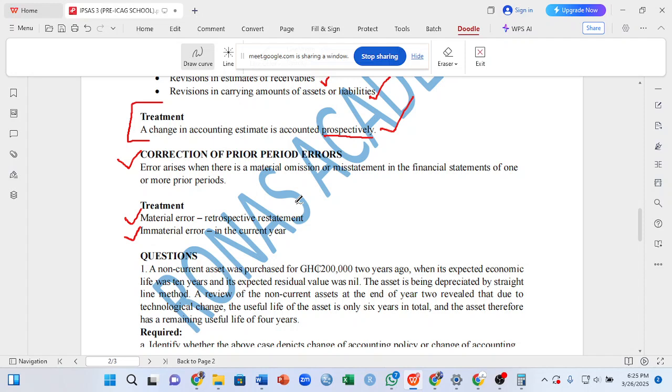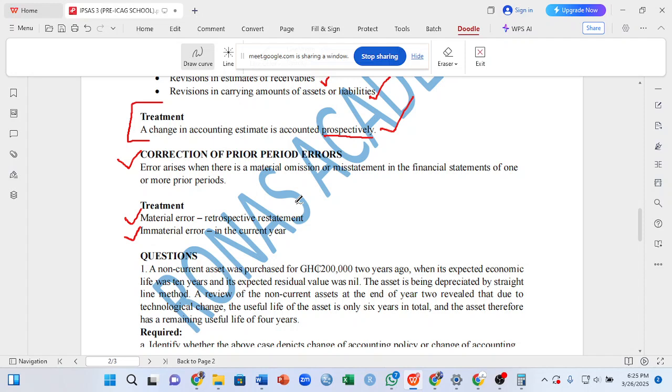Please, mine is not a question, but probably something that we need to know. How would you identify, when a question is given, that this relates to error, this relates to estimate, and this relates to policies?